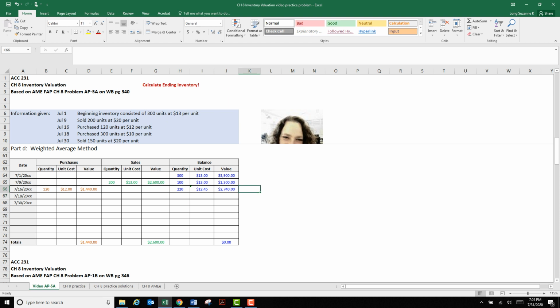I think we should add some calculations over here to the right that give us a little bit more information about that. Let's keep going and finish off this particular problem, this method, I should say. Purchase 300 at 10, multiply.